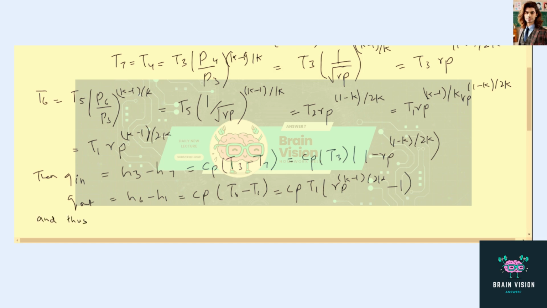And thus thermal efficiency is equal to 1 minus Q out divided by Q in, 1 minus Cp T1 into Rp power K minus 1 by 2K minus 1, over Cp T3 into 1 minus Rp power 1 minus K divided by 2K.